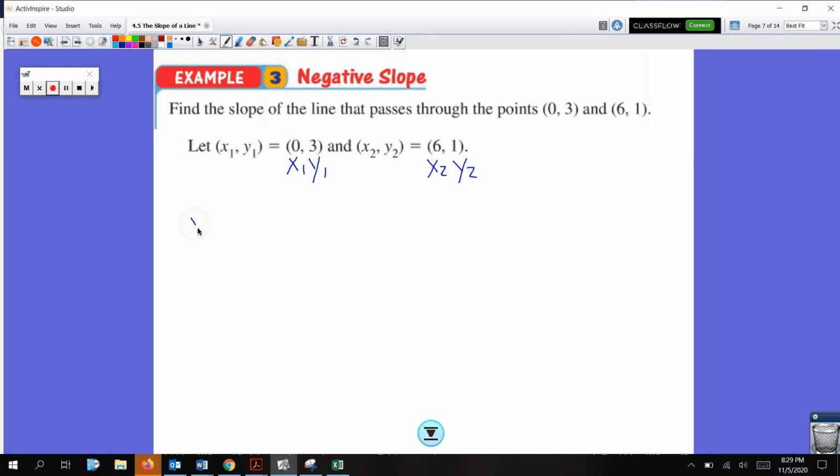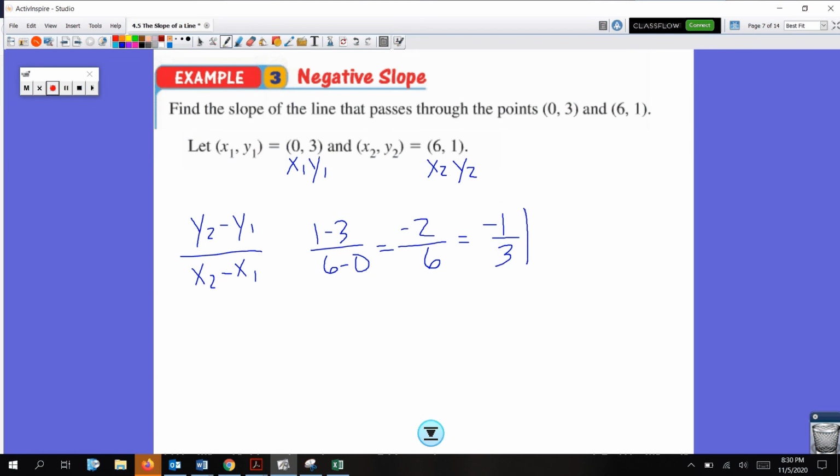All right, now we're going to plug it into our formula, y2 minus y1 over x2 minus x1. So we have 1 minus 3 over 6 minus 0. 1 minus 3 is negative 2. 6 minus 0 is just 6. Remember, we always need to reduce, okay? So negative 2 and 6 both have a common factor of 2. So if we divide top and bottom by 2, we get negative 1 over 3. That is a negative slope.